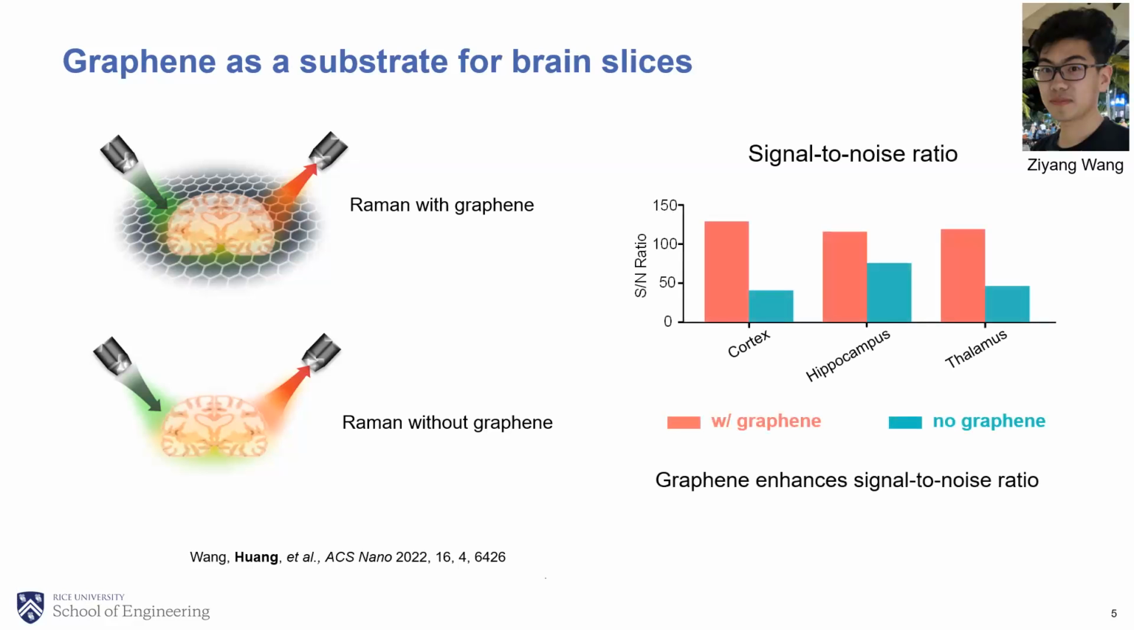So now you can see in the red block, I'm showing the signal to noise ratio for the measurement with graphene, and the green block shows the measurement without graphene. You can see apparently with graphene, the signal to noise ratio is much better compared to the case without graphene. So graphene can enhance the signal to noise ratio for the brain Raman measurement.